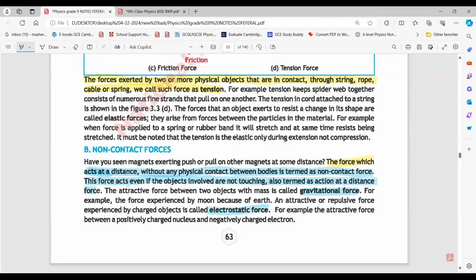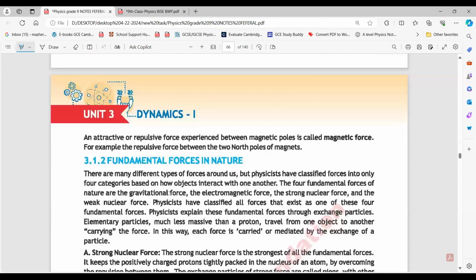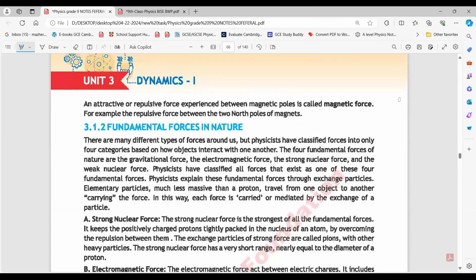Their definitions are also given respectively alongside. The attractive force between two objects with mass is called gravitational force, and an attractive or repulsive force experienced by a charged particle is known as electrostatic force. Further, they give examples too. For example, the attractive force between a positive charge and a negatively charged nucleus is a non-contact force. And magnetic force is also an example of non-contact force.